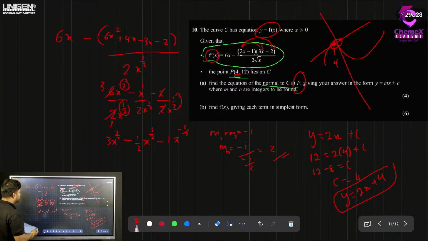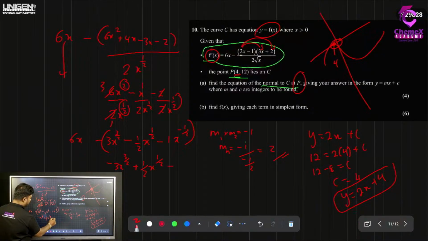Now it cancels and you can integrate this. But before doing that, we can't leave the term in the denominator. Understood? Now expand with the term. So it's going to be minus 3x to the power 3 over 2 plus 1 over 2 x to the power half plus 1 x to the power minus half and 6x. Now you can integrate the whole thing.